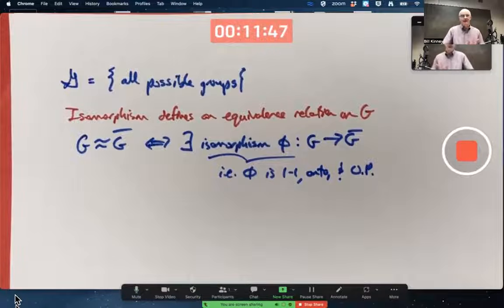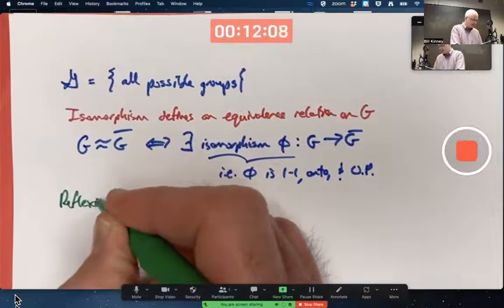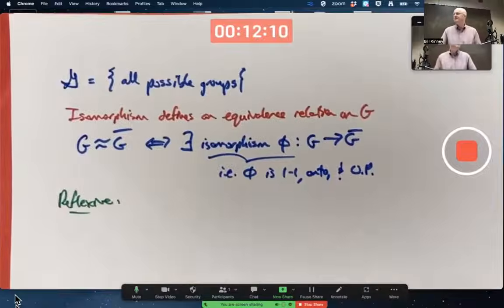So that technically needs proof. How do you prove it? Remember from back in chapter 0, there are 3 properties you have to prove, and they go in alphabetical order: reflexive, symmetric, and transitive, RST. The reflexive property, in the general context of equivalence relations, is to show any element is equivalent to itself. So in this context, that would be to show any group is isomorphic to itself.